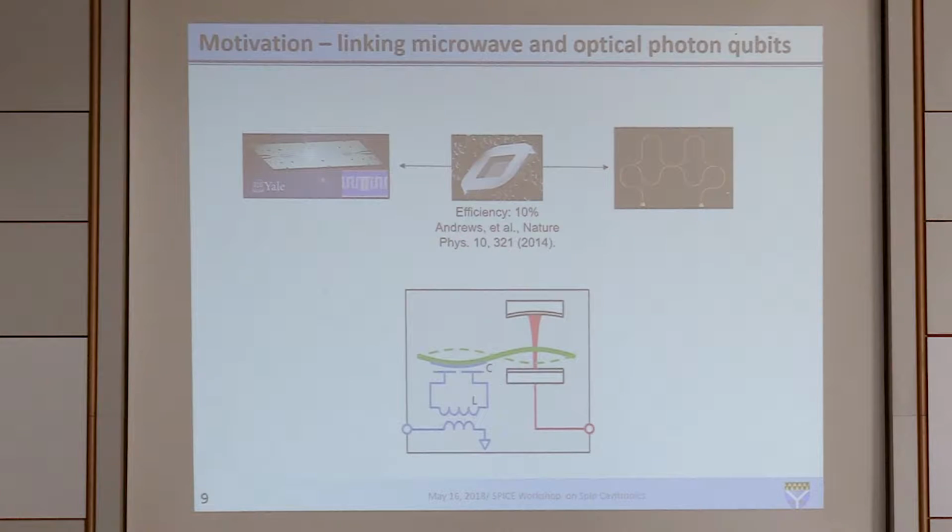Where are the two pumps? One pump you apply to the LC resonator. Another pump you apply to your optical resonator. For all the other devices, the electro-optic device and the magneto-optic device, they involve only one pump. And that pump is to control your coupling. You turn the coupling on and off.